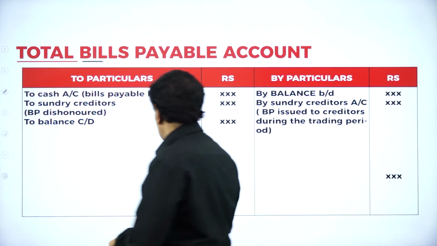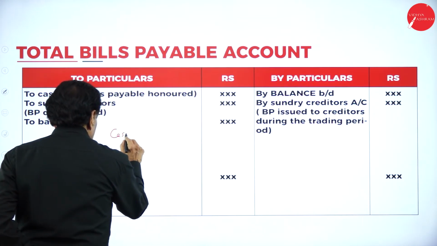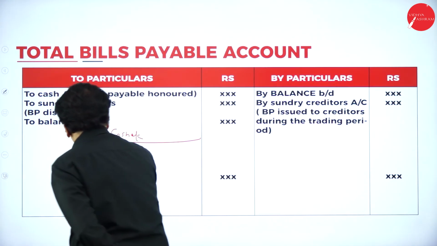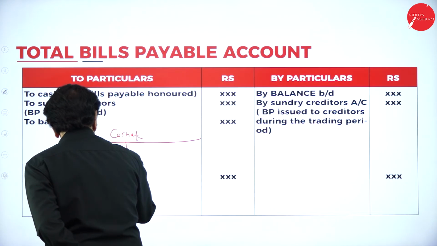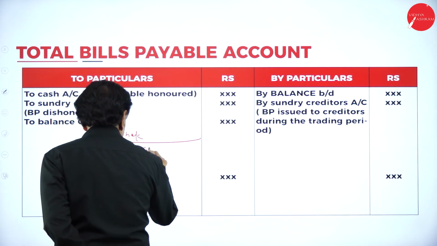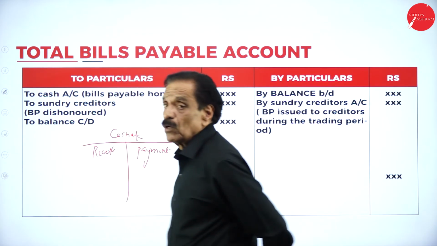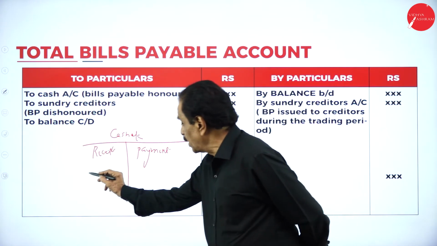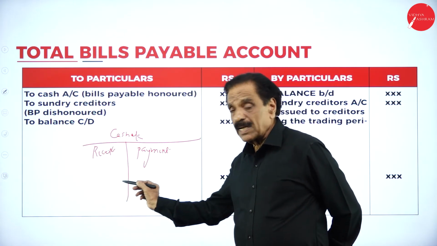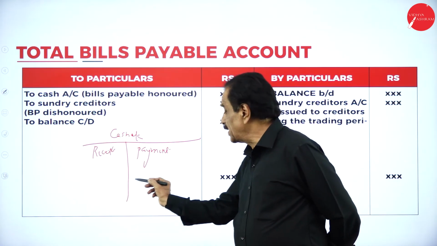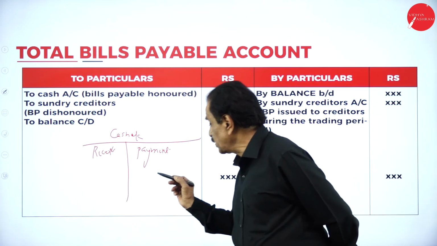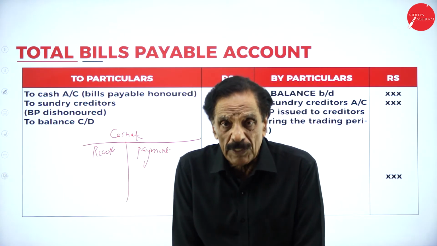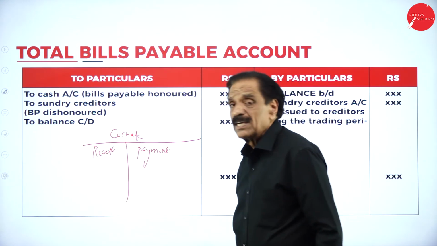By chance, if they ask to prepare the cash account, see that this is your receipt. This is your payment. Roughly I will say, to opening balance of cash, to cash sales, to additional capital; salary paid, rent paid, wages paid, creditor paid, debtor received. Whatever the difference comes is closing cash. If the difference comes on the debit side, it is called bank overdraft. If the difference comes on the credit side, it is called cash at bank.